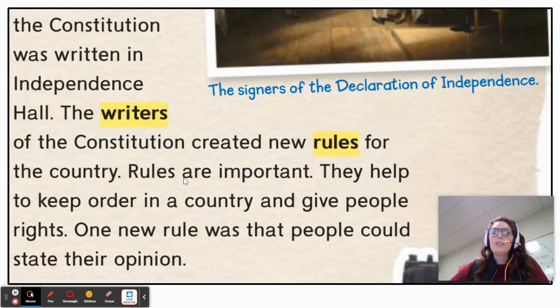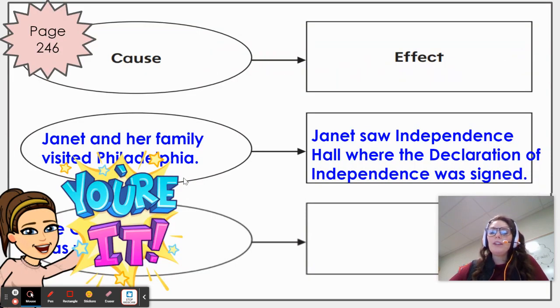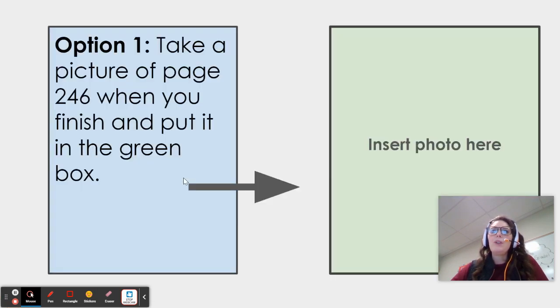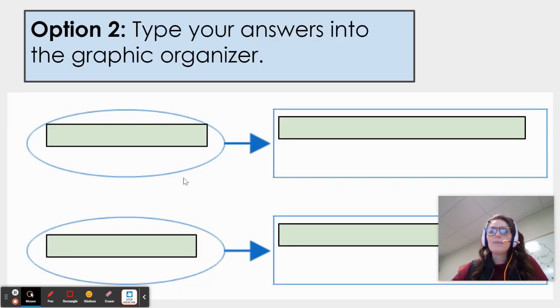You can search and find your information in the text. Pause this video if you need to reread the page. And then be sure to write your answer in a complete sentence on your chart. When you finish, take a picture of your page and insert it in the green box, or simply type in your answers if you would rather do that. That is okay as well. Remember to click submit.